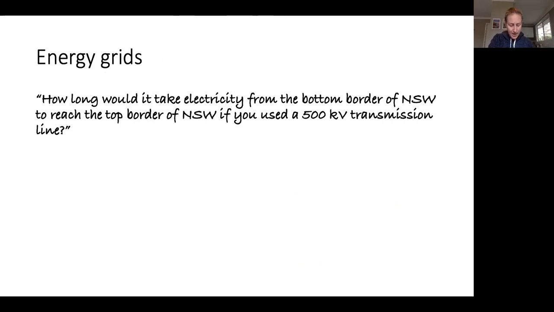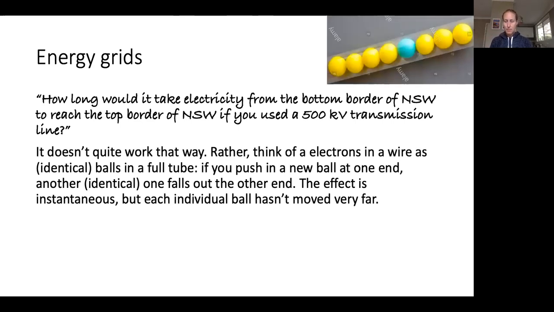Another good question coming in today: how long would it take electricity from the bottom border of New South Wales to reach the top border of New South Wales if you used a 500 kilovolt transmission line? This is almost like a trick question, because that's not quite how electricity grids work. To exemplify, think of electrons in a wire as identical balls in a full tube. If you push a new ball in at one end, this ball here would instantly fall out on the other end. So there wouldn't be a time delay.